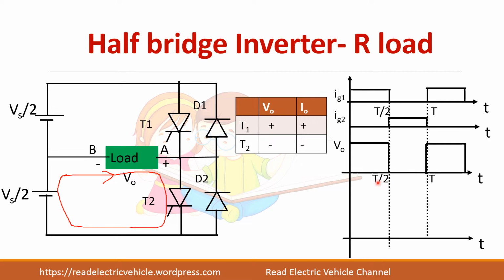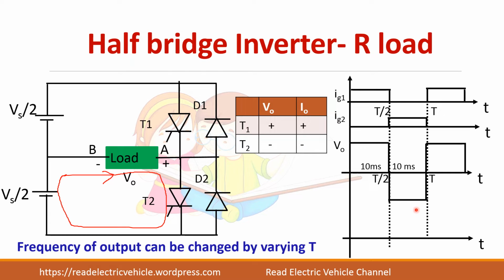So what happens to the output voltage? It becomes negative because plus is connected to negative. Similarly, if you see the current direction, current flows from B to A. Again it is opposite to the previous case. So current is also negative. So when T2 conducts, both voltage and current are negative.